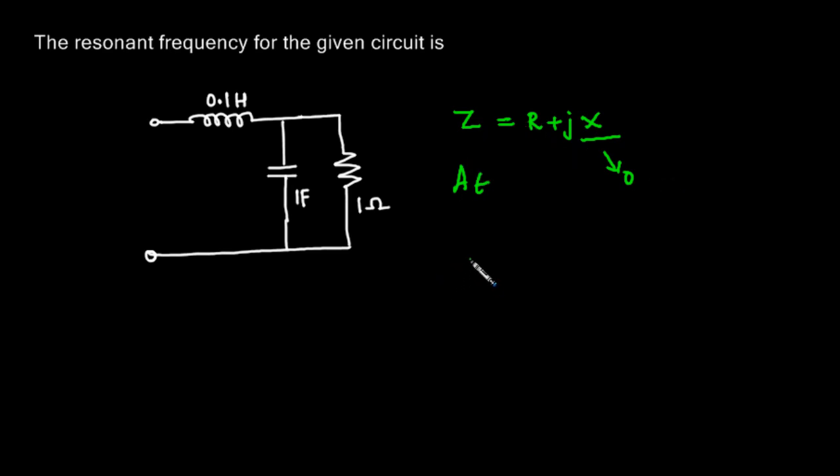Now first we have to find out what is the impedance. We have 1 ohm and 1 farad in parallel. That impedance will be, what is the impedance offered by 1 farad capacitance? It will be 1 by j omega C. What is the value of capacitance? 1. So 1 into 1 ohm divided by 1 by j omega plus 1, plus this combination is in series with 0.1 henry inductance.